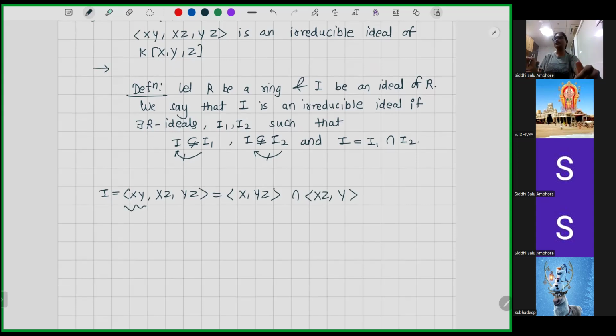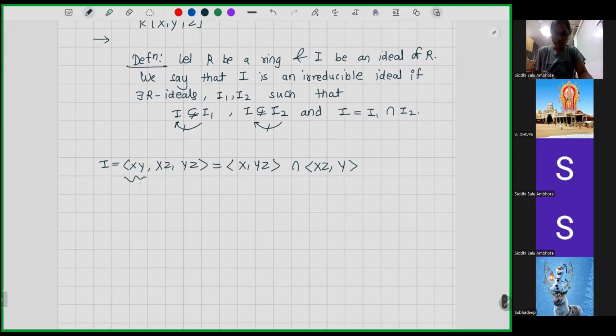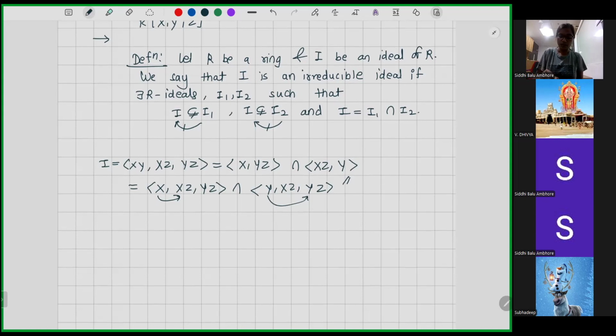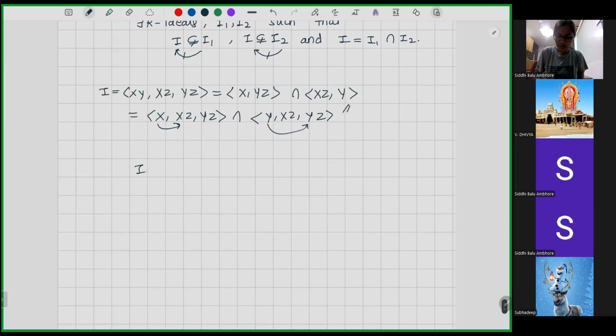Right? You are splitting this first with x and y, and you got this because when we split this, we get (x, xz, yz) intersection (y, xz, yz), and this actually gives us this because x divides this element, y divides this element, and we just get rid of those redundant elements and we end up getting this. And indeed, our original ideal is properly contained in this and this.